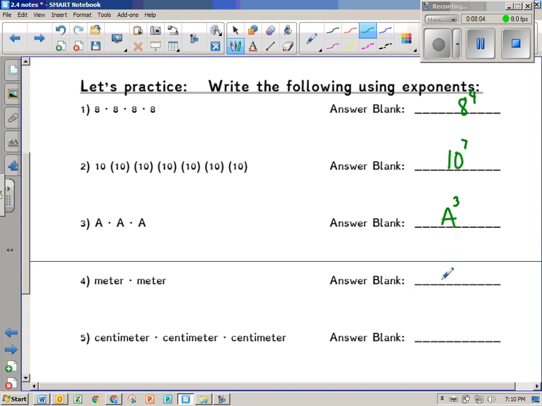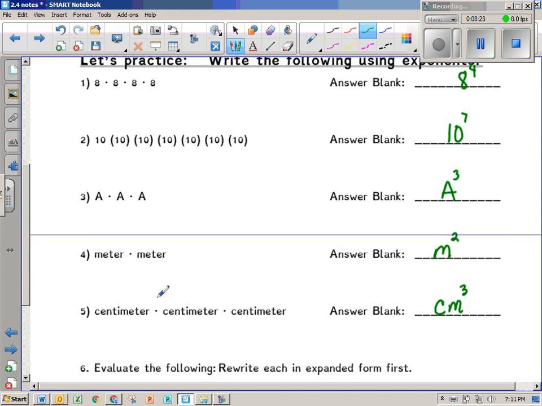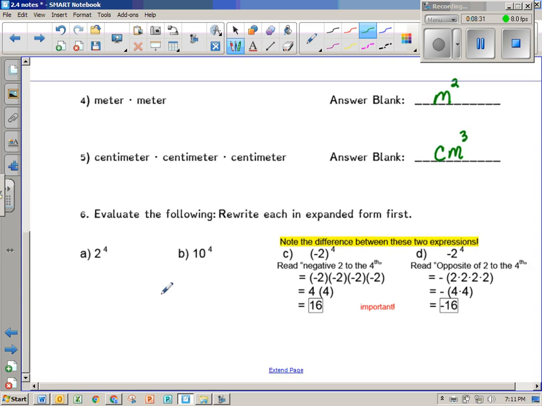So likewise, a meter times a meter would be a meter squared, or you could write the word meter. M is just the abbreviation. Likewise, the abbreviation for a centimeter is cm, so centimeters cubed, or you could call that a cubic centimeter. So it wouldn't matter if we had the word friend times friend times friend, it'd be friend cubed if you apply this meaning of an exponent.